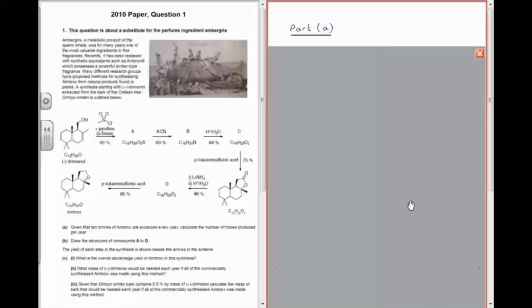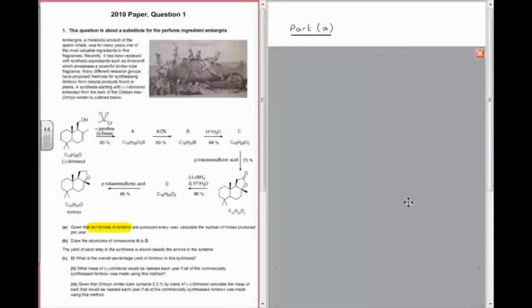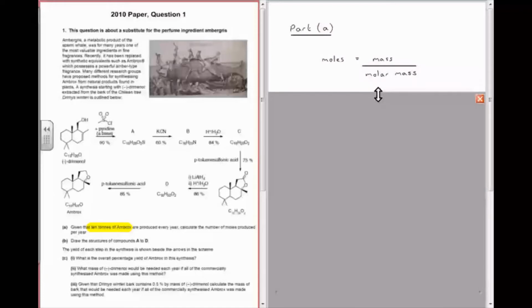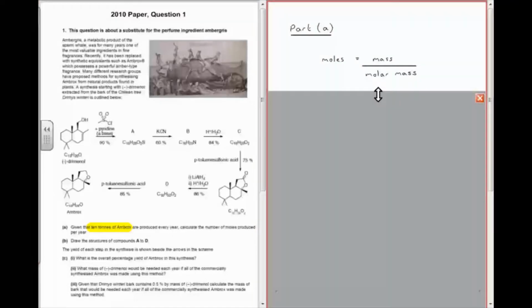In part A of the question, you are asked to calculate the number of moles of ambrox produced per year, given that 10 tons of ambrox are produced in the same time frame. This is a simple conversion of mass into moles, which can be achieved using the equation that moles is equal to mass divided by molar mass. However, when using this equation, we need to be careful with units. The molar mass of a substance is the mass of 1 mole of that substance in grams, and so has the units of grams per mole.